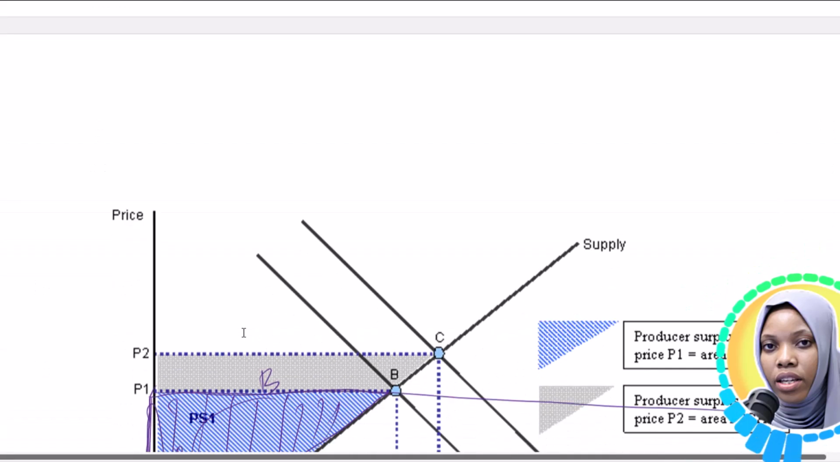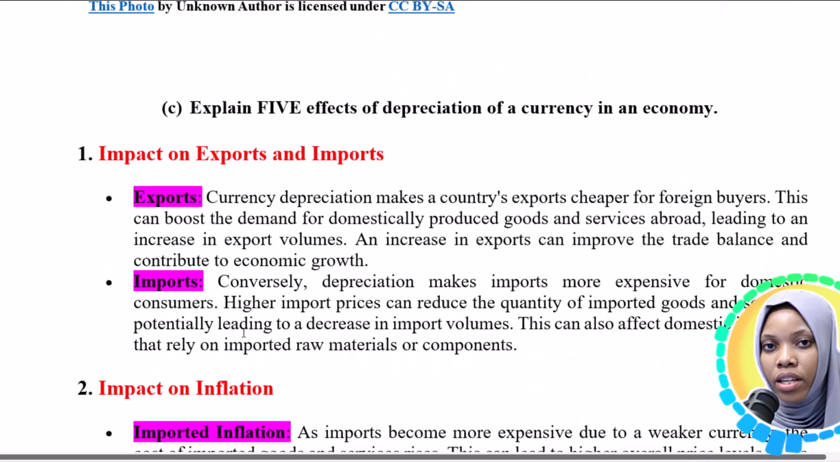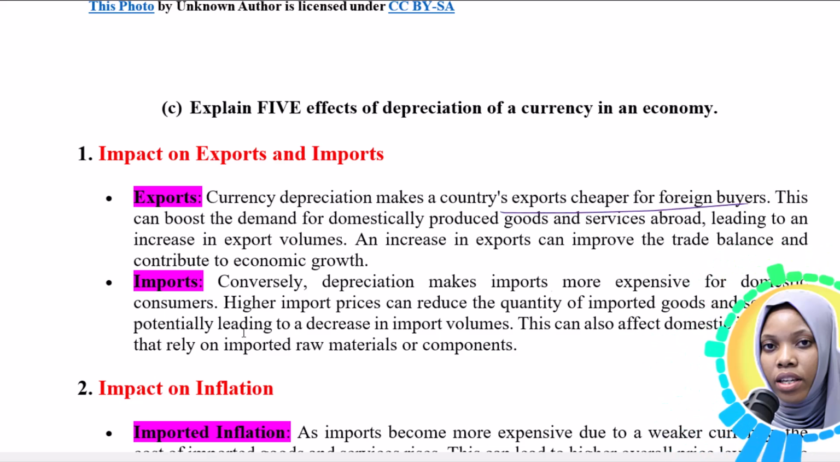In case our currency loses value, what happens? There's the impact on imports and exports. With the depreciation in currency, exports are going to be cheaper and imports are going to be more expensive.